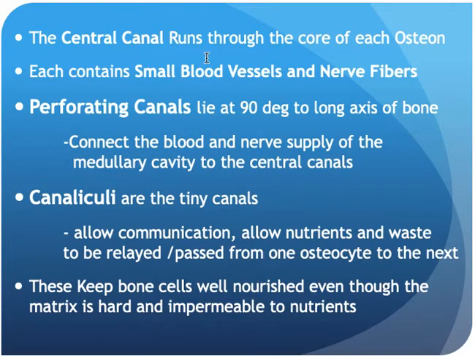The central canal runs through the core of each osteon. This is the main opening through the osteon, and again, it's going to contain small blood vessels and nerve fibers. We're also going to get perforating canals. Again, this is more for labeling purposes, but these lie at 90 degrees to the long axis of the bone, and what they're doing is connecting the blood vessels and the nerves together.